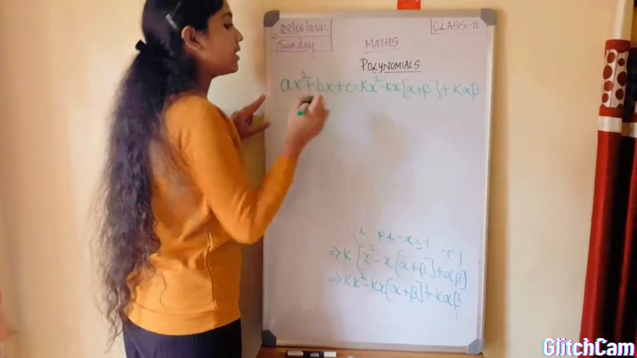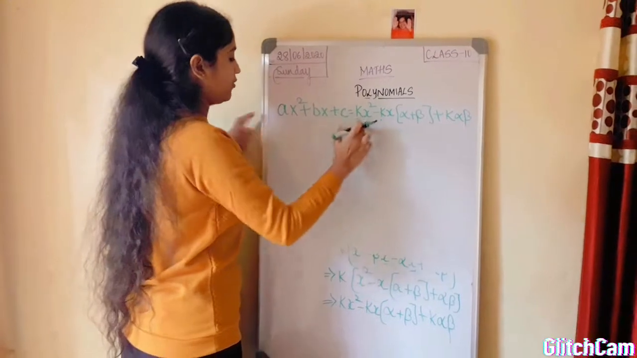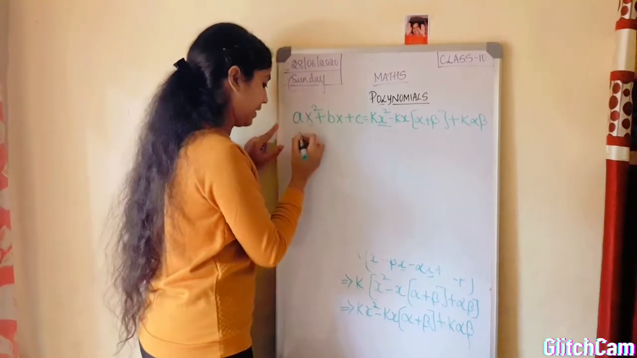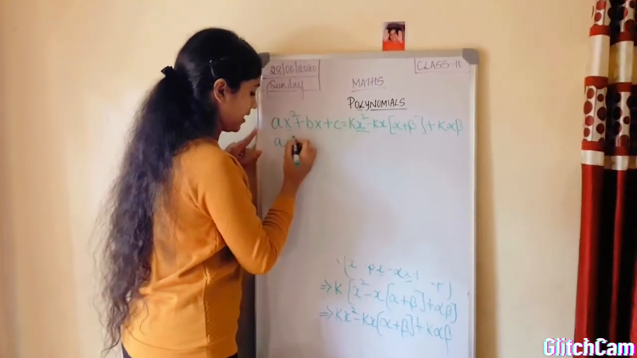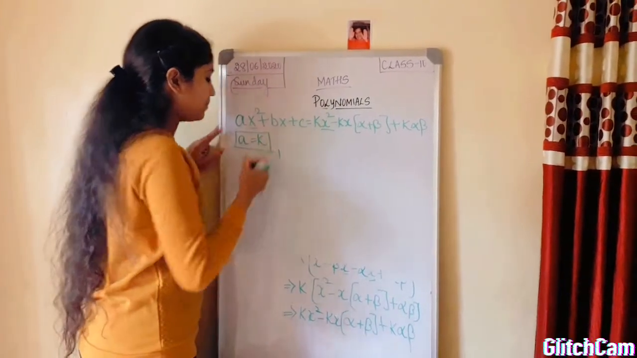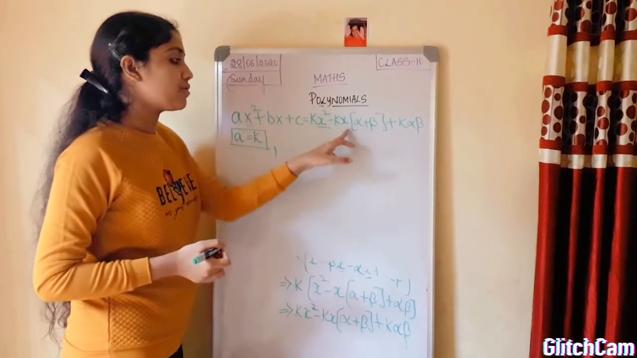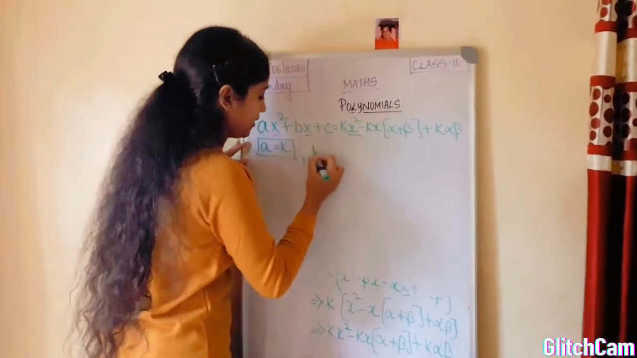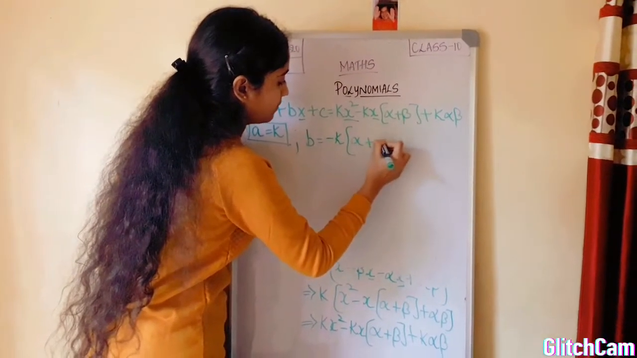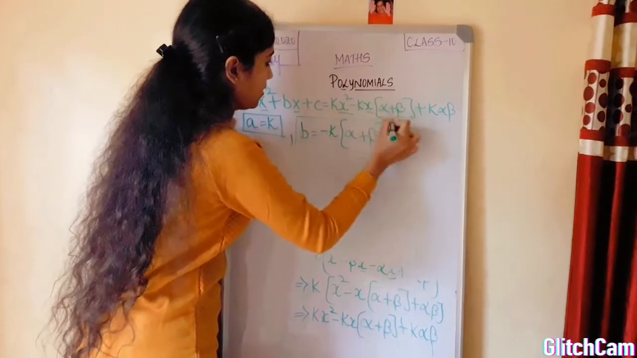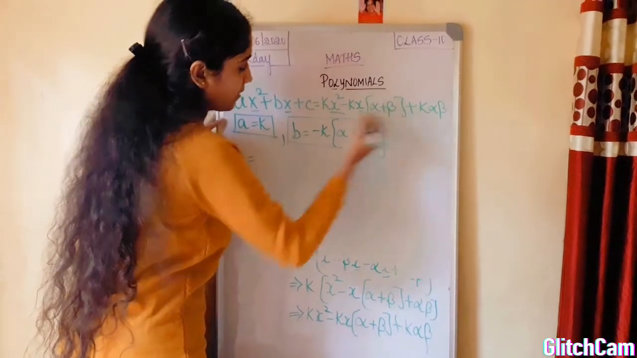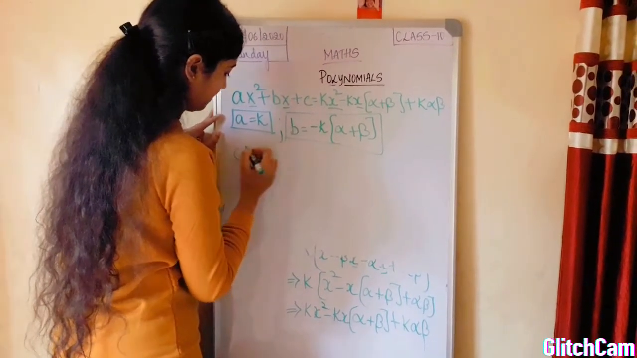Now compare the coefficients. If you compare the coefficients, you have x square, x square. So what is the coefficient of x square in the LHS? It is a, and it is k on the right hand side. So a is equal to k. This is our first relation. Next, compare the coefficients of x. On the left you have b, that is equal to minus k of alpha plus beta. So this is b. Next you have c, that is equal to k alpha beta.